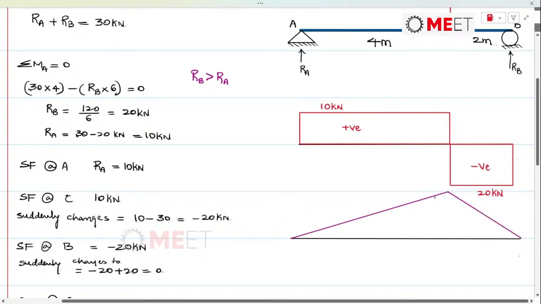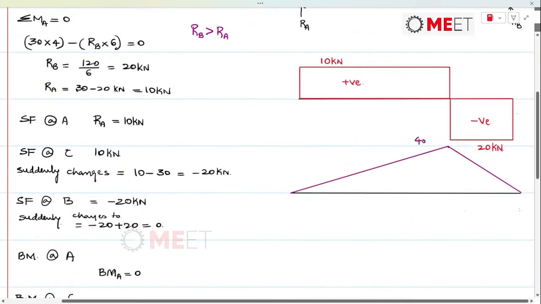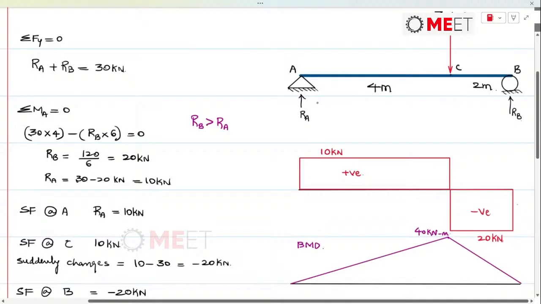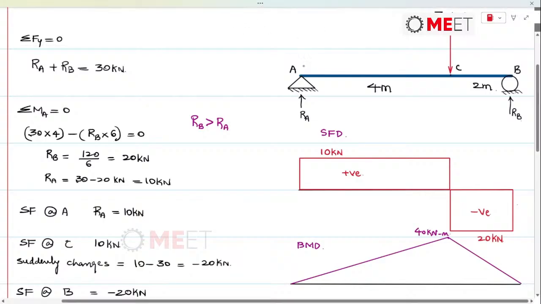Yeah. So this would be the shear force, and at point C, we are getting it as 40 kilonewton meter. This is the BMD diagram, and this was the shear force diagram. So now if I take the bending moment about the section XX, let's say that this is the section XX, okay, and this is x dash.